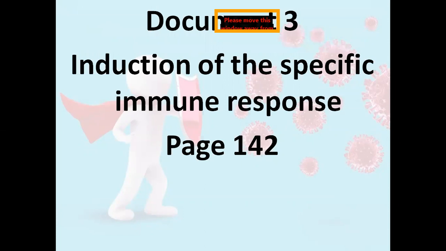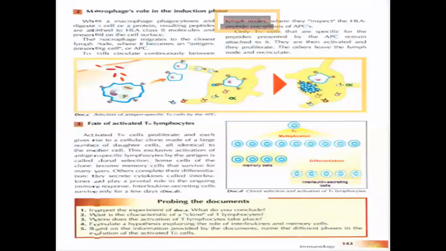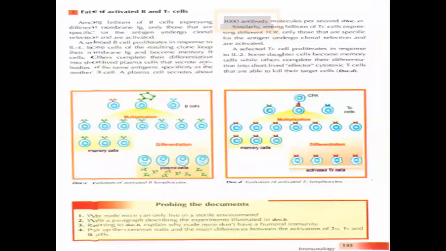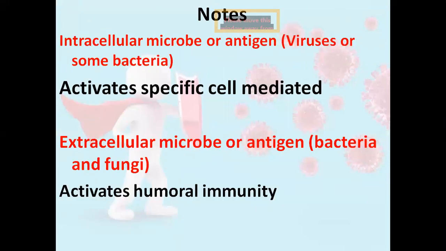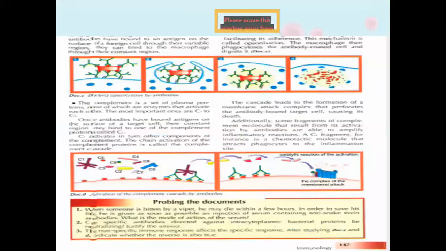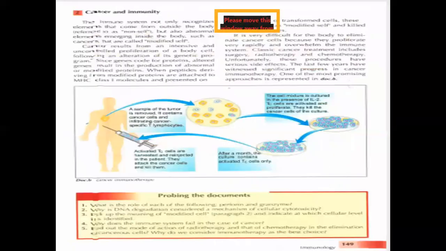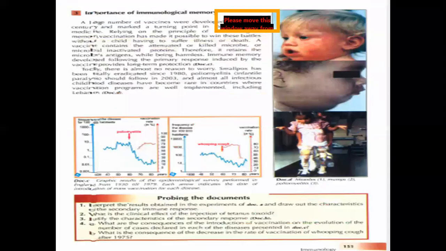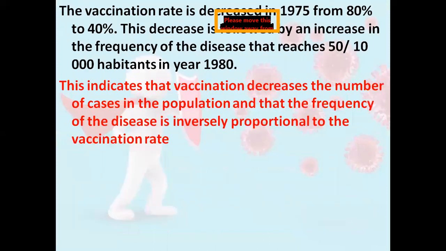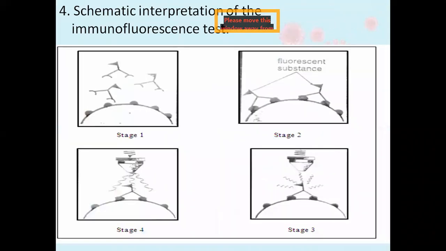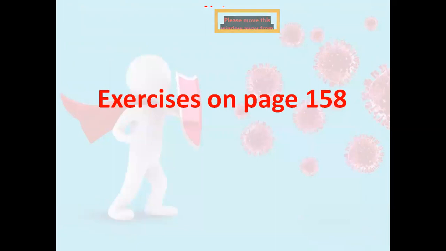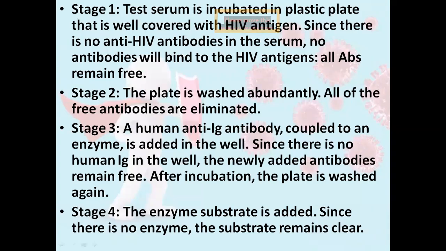Okay, so here we finished document 1 and document 2. In the next session we're going to do document 3, induction of the specific immune response, and document 4, the role of T helper cell in the specific immune response, and we're going to move to document 5, the specific humoral immune response and specific cell-mediated. Already we covered all of them. And document 7, we're going to talk about the immunological memory, and document 8, diagnostic applications of the antibody property. This is the last chapter and the last documents. Then we'll move to the exercises. So next week will mainly be the last week in this chapter.